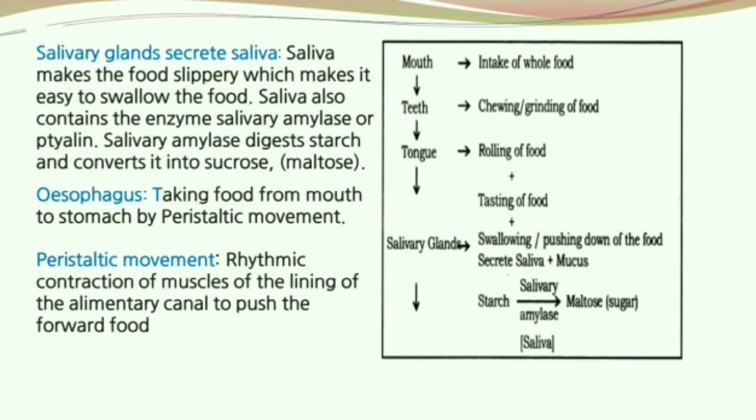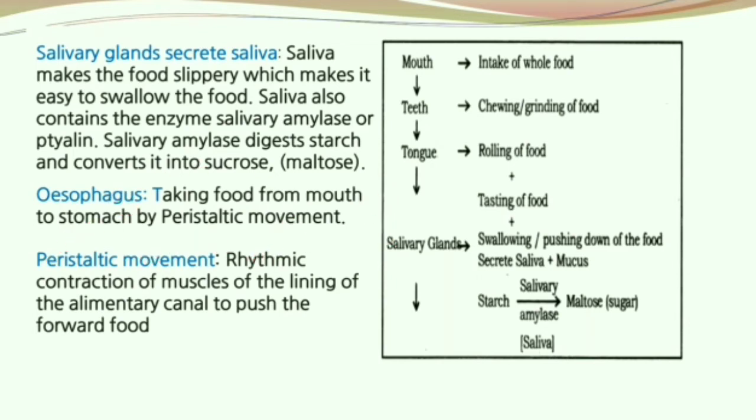Coming to our next one, the salivary glands secrete saliva. Saliva makes the food slippery, which makes it easy to swallow. Saliva also contains the enzyme salivary amylase, or ptyalin. Salivary amylase digests starch and converts it into sucrose. The esophagus helps in taking food from the mouth to the stomach by the peristaltic movement.